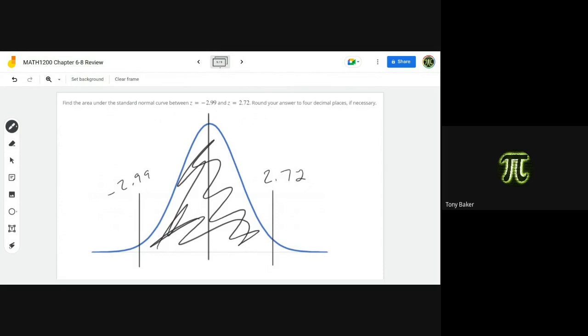Okay. So we're going to look at our z table, find negative 2.99. And that is 0.00139, and 2.72 is 0.99674. And then what are we going to do to those two? We're going to subtract, because I want the middle. So my middle is 0.99535.